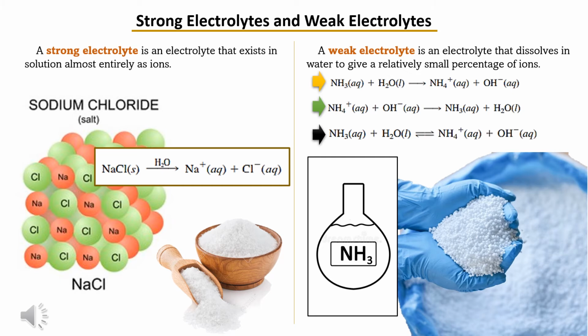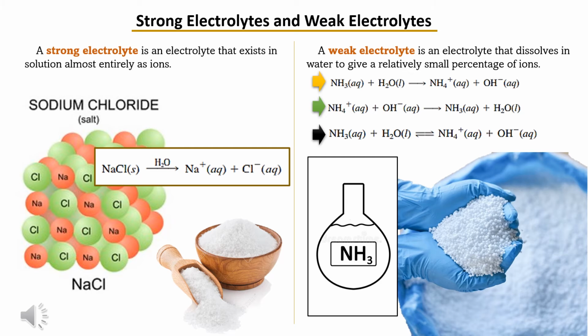So as a result of this forward and reverse reaction, just a small percentage of ammonia molecules, around 3%, have reacted at any given moment to form ions. Therefore, ammonia is a weak electrolyte. Okay, so most soluble molecular substances are either non-electrolytes or weak electrolytes.